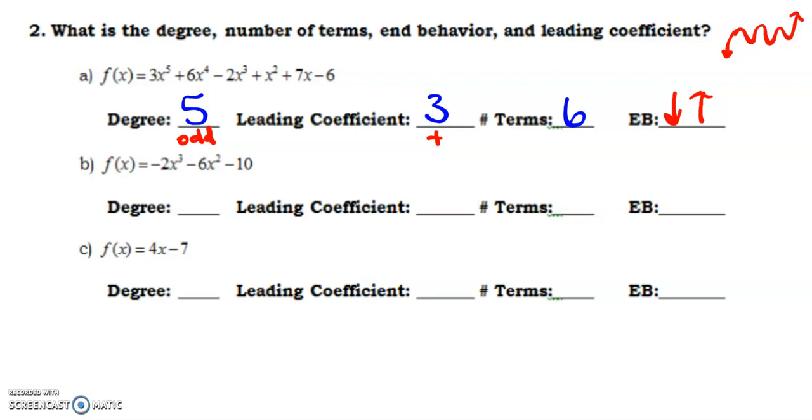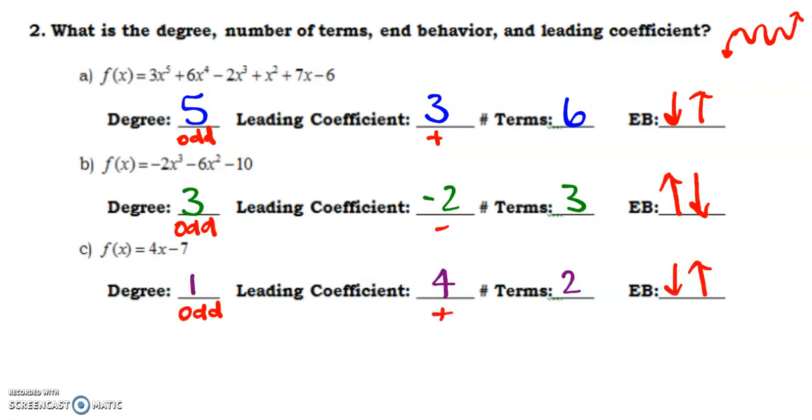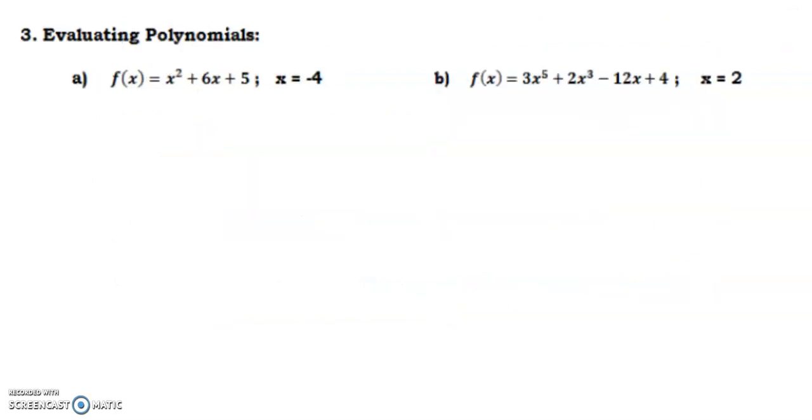So go ahead and pause your video. Try the degree, leading coefficient, number of terms, and end behavior arrows for B and C. Pause your video now. Go ahead and check your answers against mine, see how they went. Remember, your end behavior arrows are always based off of the degree being even or odd, and the leading coefficient being positive or negative.